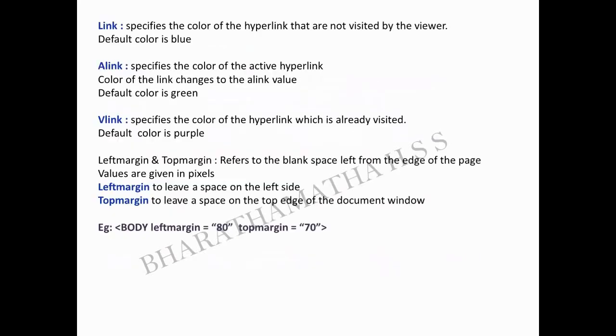The next is link attributes, which means that if you're searching for some contents on the web, you have to move from one site to another. Moving from one site to another is known as linking. Based on that linking, you have certain attributes, that is link, A link and B link.